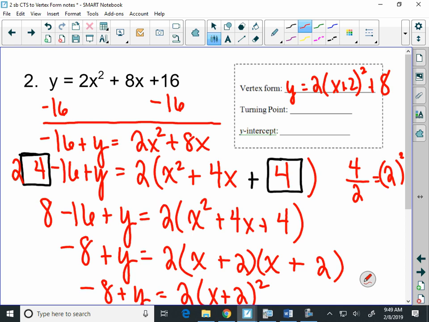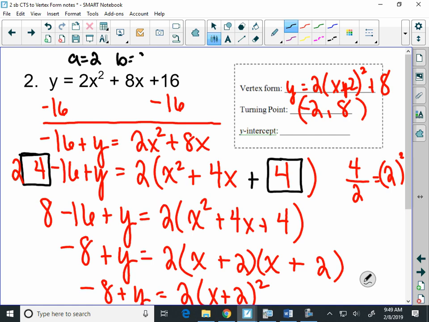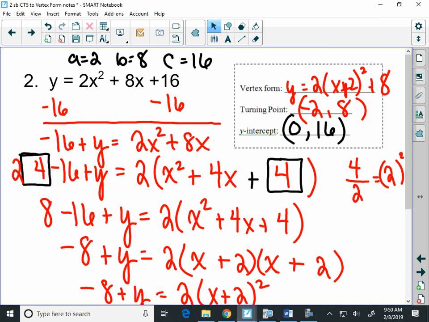Our turning point. Can't write my plus very well, but change the sign, keep the sign. It's going to be negative 2, 8. The y-intercept, which I should have looked at a moment ago, if we go back to the standard form, a equals 2, b equals 8, and c equals 16. Our y-intercept is 0, 16. And there we've converted from standard form to vertex form.